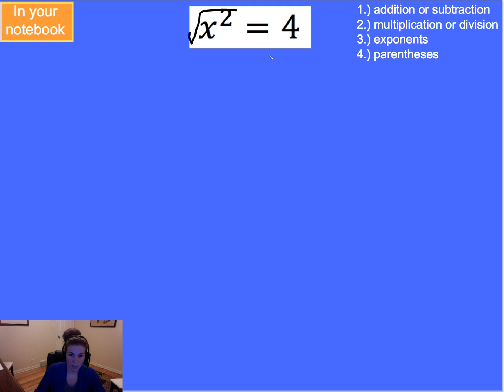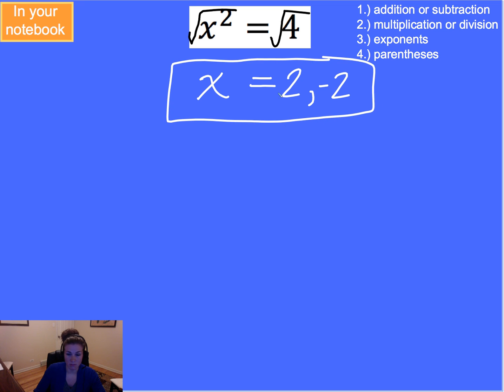Now remember, I've got to keep this balanced. So whatever I do on one side of the equal sign, I have to do on the other side. So I'm doing the square root on both sides. So the square root of x squared simply equals x. And then the square root of 4 could be 2, but remember, it could also be negative 2. Since x is by itself, this is my final answer. X either equals 2 or negative 2. And that's it for the problem.